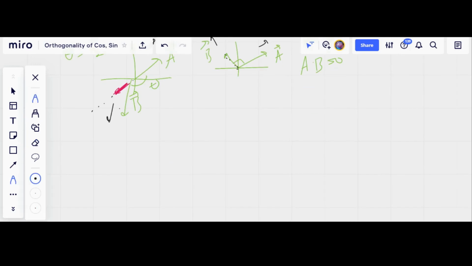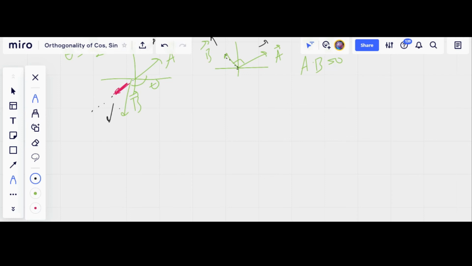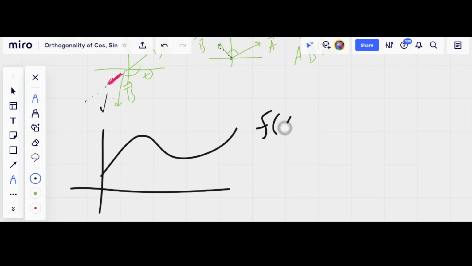Okay, so now let's go ahead and think about what this means for a function. So let's just say we have some function here, some function of x. So let's just say that this is f of x. Okay, and let's just go ahead and look at f on some particular interval. So let's just say that we're looking at it between some point A and then some point B.